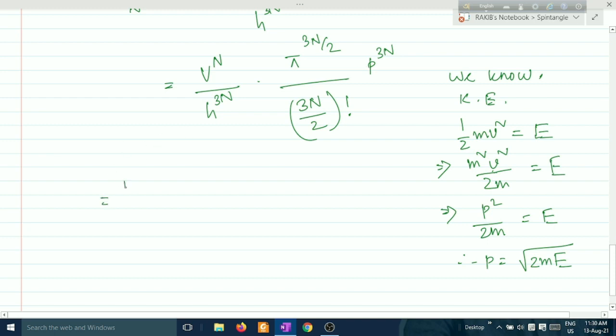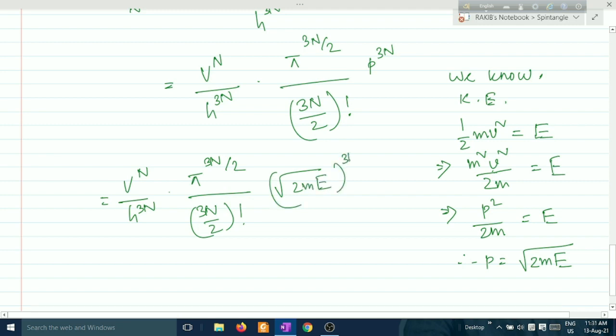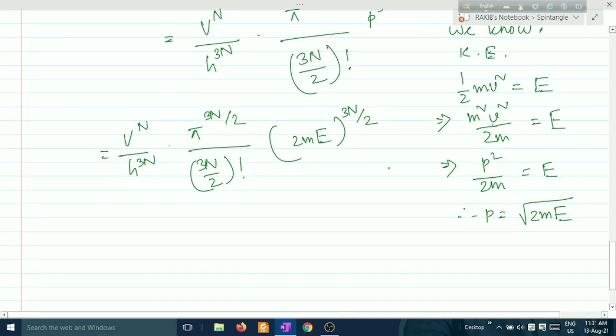That becomes v to the power n by h to the power 3n, pi to the power 3n by 2, here it is 3n by 2 factorial, and it will be 2mE to the power 3n. I think this is correct. We can easily omit this root by giving rise to an extra half factor on the power.